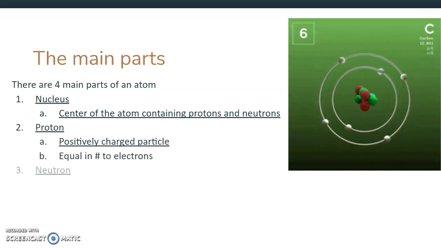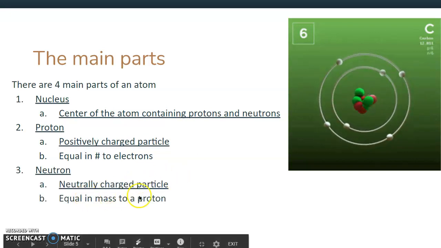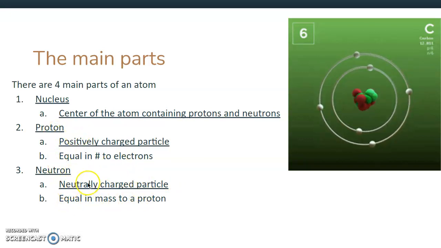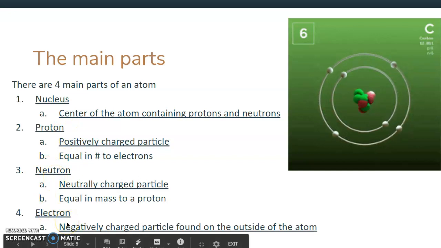We have a proton, which is a positively charged particle on the inside, and this is also equal in number to the amount of electrons. So for every proton, we have an electron, and we'll talk through more of that later. We also have neutrons, which are neutrally charged, and this is equal in mass to a proton. So a neutron weighs just as much as a proton, but it's neutral. So our proton is positive, our neutron is neutral. P goes for positive, N goes for neutral. And then we have an electron, which is negative. So our electron is a negatively charged particle found on the outside.